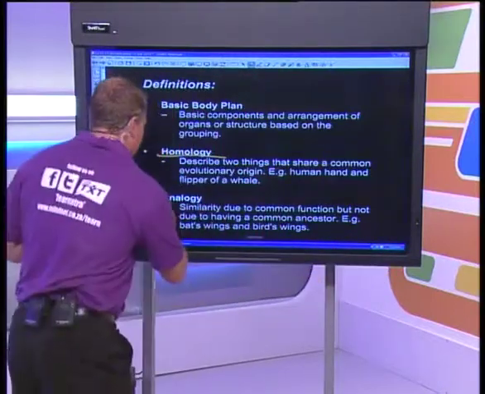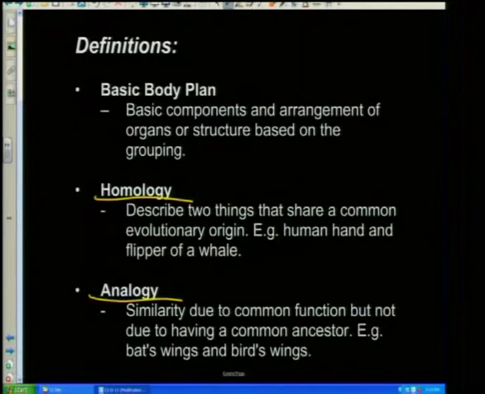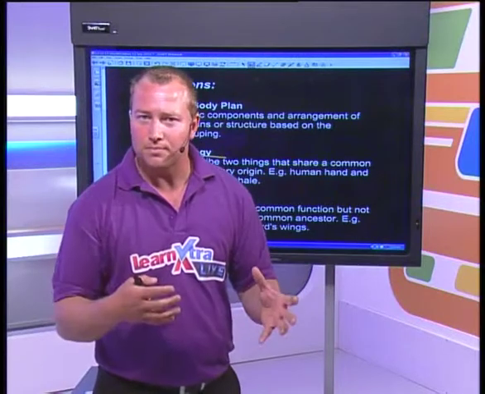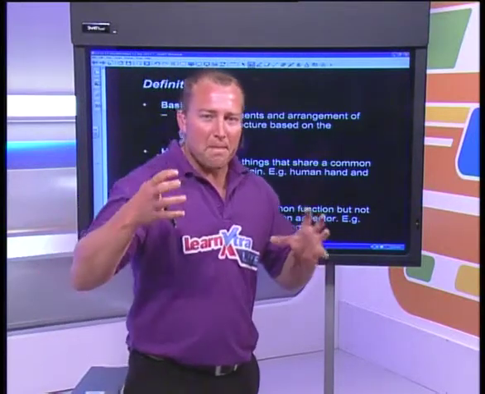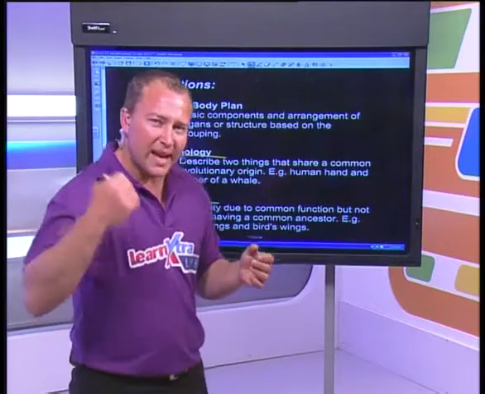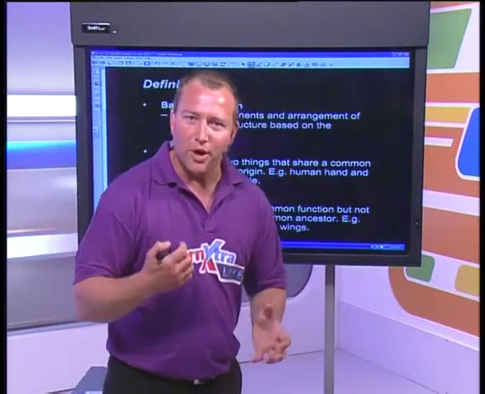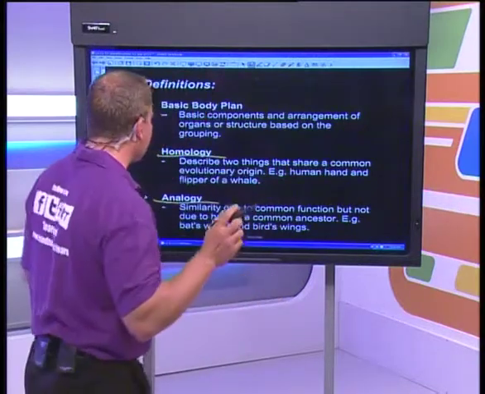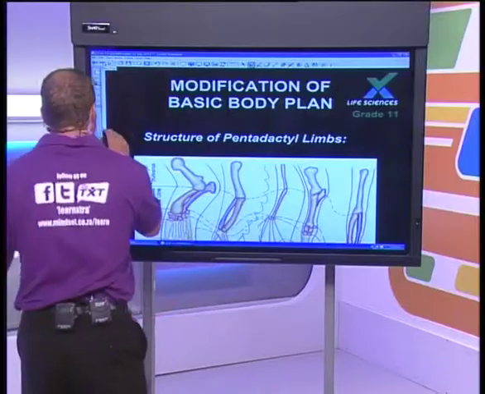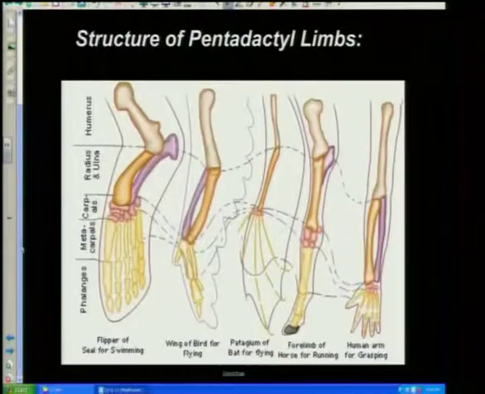The other one is analogy, okay? That means that they're all adapted for the same function, but they look completely different. Okay, now, that might jump you around a bit and confuse you a little bit, but it's going to become obvious as we go along. So don't stress too much. Okay, if we go to the next one. Okay, here we go. Homologous structures. Now, those are some nice pictures.